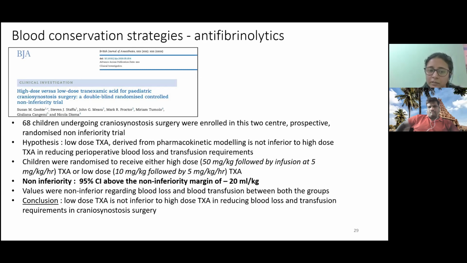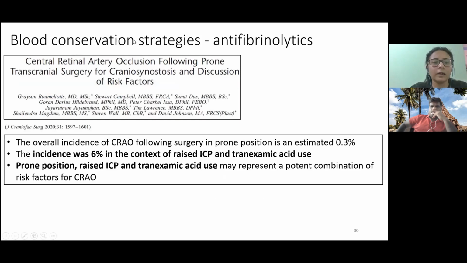Non-inferiority was taken as the 95% confidence interval above the non-inferiority margin of minus 20 ml per kg. And the values were non-inferior regarding blood loss and blood transfusion between both the groups. So they concluded that low-dose tranexamic acid is not inferior to high-dose tranexamic acid in reducing blood loss and transfusion requirements in craniosynostosis surgery, and the incidence of side effects is likely to be lower when a low dose is used.